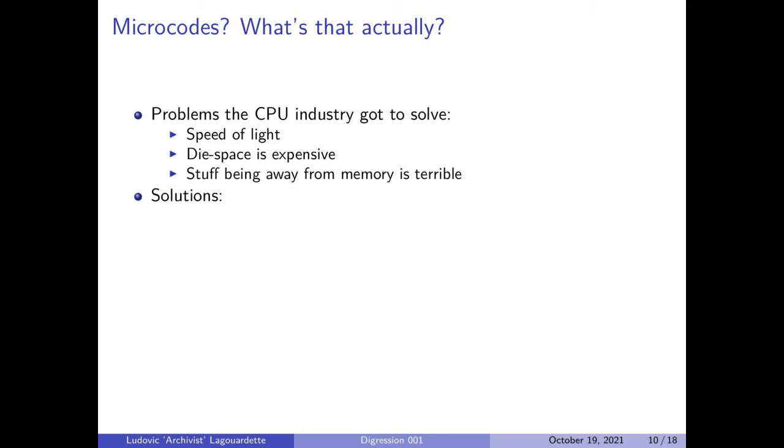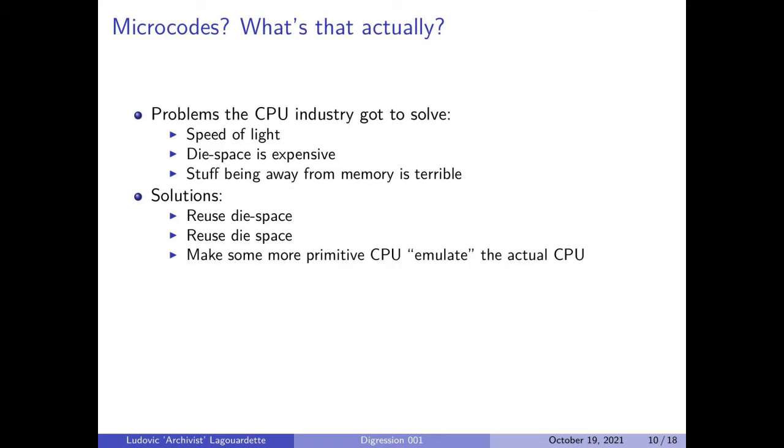And the main solution is reuse die space, and reuse die space some more, and make some more primitive CPU emulate the actual CPU, and that's what microcodes are about. So this CPU executes a microcode program for every instruction. So an instruction, like add or LEA, is made of several microcodes.